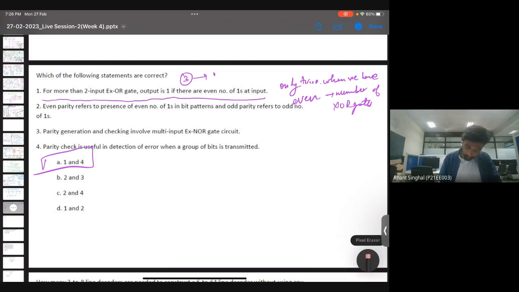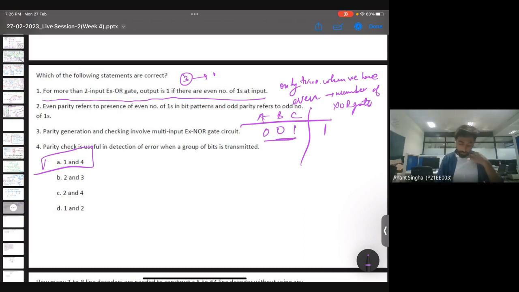So let's suppose for three, we know that for three input XOR gate, if I try to make the truth table, let's suppose for one case only, which is 0, 0, 1, so output is 1. So here we have odd number of ones and we are getting output of 1. So this statement is not correct. So option A is not correct.